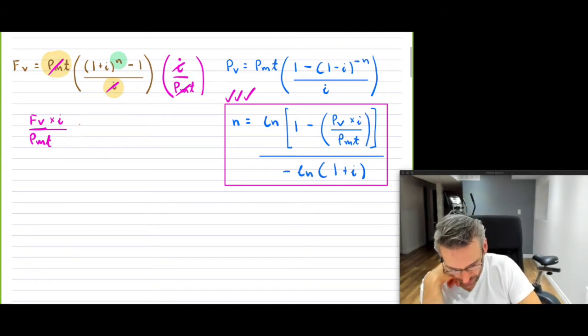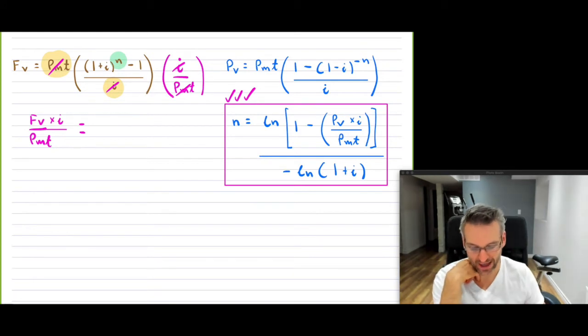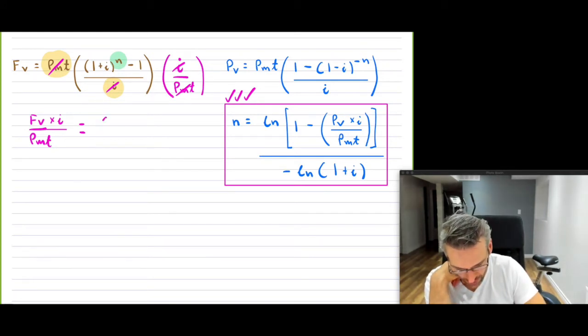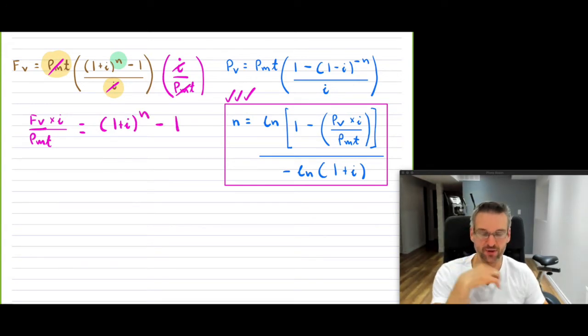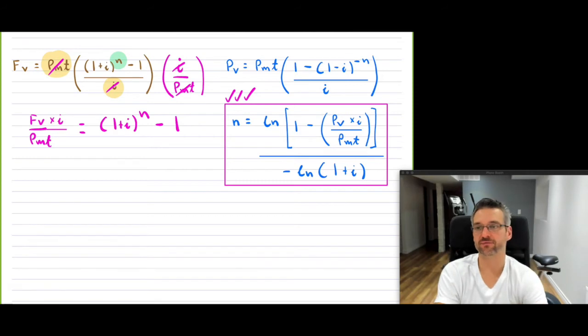And then on the right-hand side, all I'm going to have left is 1 plus i to the power of n minus 1. So that is simple enough, and you should be able to understand it if you've done some isolation of formulas, so rearranging formulas in particular.